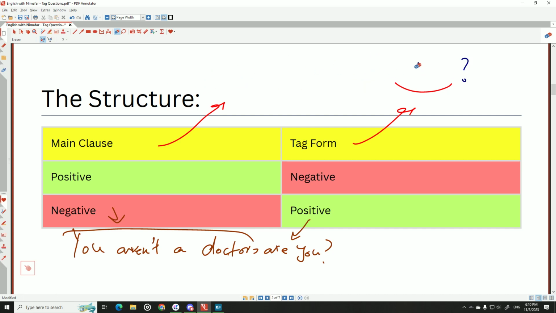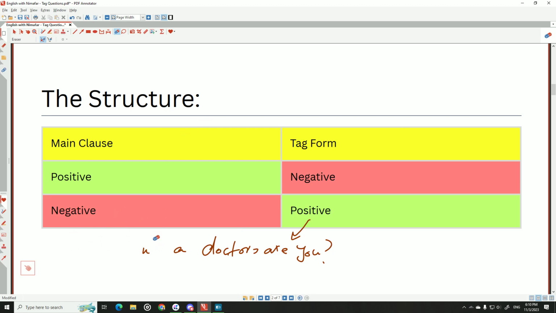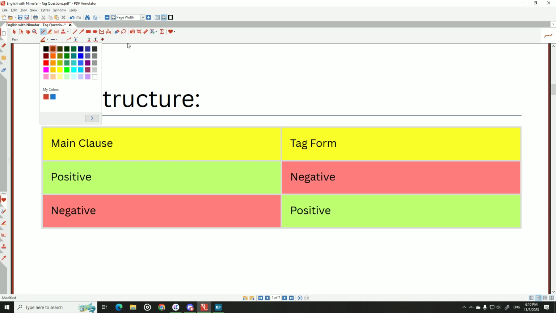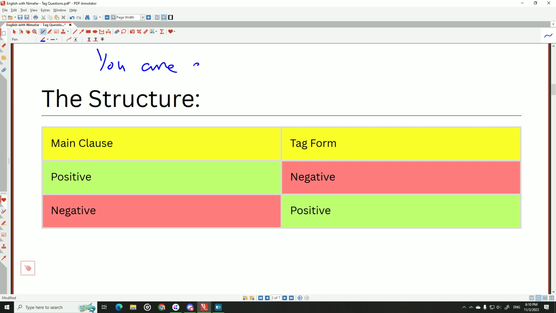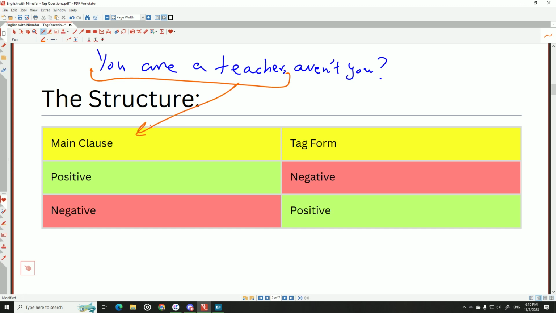So, I was saying that in tag questions, we have two important parts of the sentence. We have the main clause and the tag form. The reason we don't say tag clause is that part is not a clause. For example, here I want to say, you are a teacher, aren't you? That's a simple tag question. If you look at this part before the comma, you can see that there is a clause. This is our main clause, and this, aren't you, is the tag form.